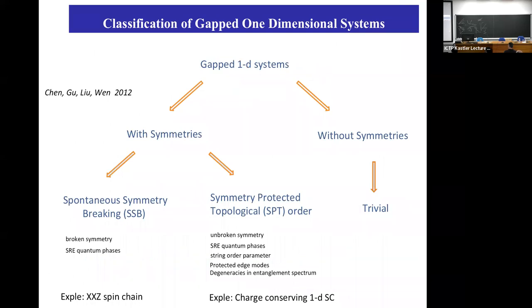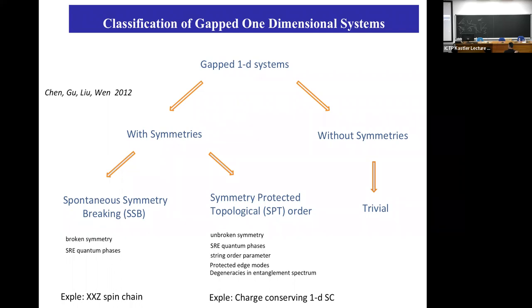So very quickly, when we talk about one-dimensional gapped systems, there is a classification. When they are without symmetries, they are topologically trivial. When they have symmetries, then they fall either into the class of SPT systems, which have unbroken symmetry, short-range entanglement, string order, protected edge modes, and degeneracies in the entanglement spectrum.